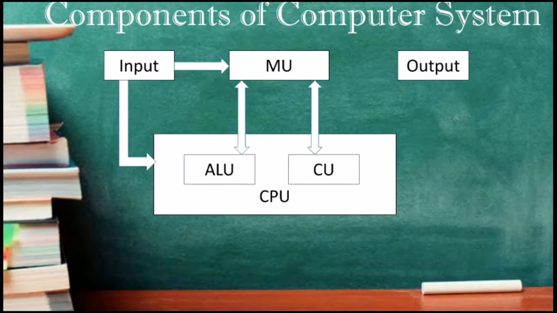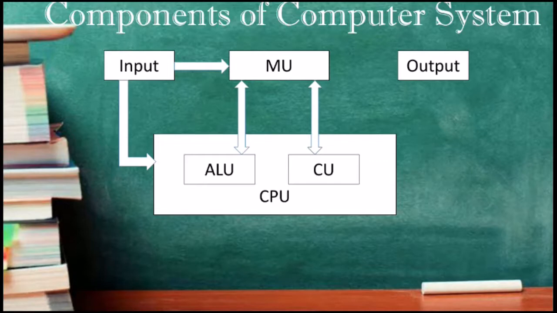Next, we will discuss about the arithmetic and logical unit. ALU is the brain of computer where actual calculations are performed. Arithmetic operations such as addition, subtraction, multiplication, division, and logical operations such as greater than, less than, or equal to are performed in the ALU.